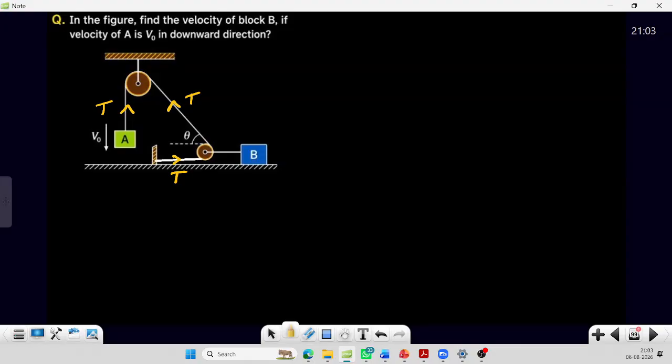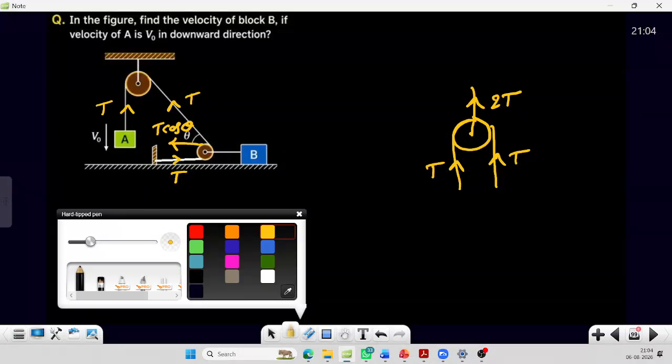Now look here, we have the pulleys, if we remember. If this is T and this is T, then how much is this, tell me? 2T. Look here, but this should be horizontal. Now here, this angle is given as theta, this is T, so we will resolve into components. This value is T cos theta.